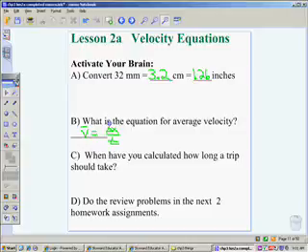Letter C, when have you calculated how long a trip should take? Perhaps you've done some sort of a longer trip where you try to figure out when you will arrive at your destination. These equations that we deal with today are going to be along those lines.